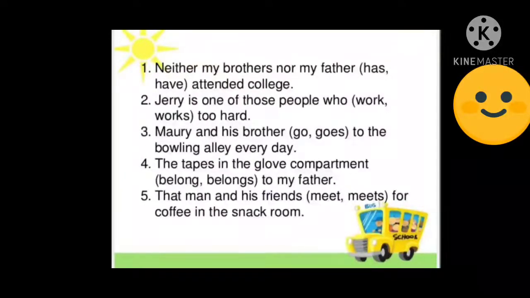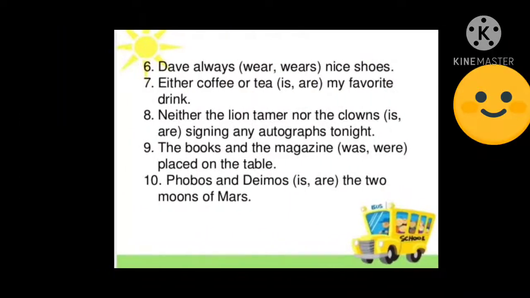To my father. That man and his friends. That man is one subject, his friends another subject, both are connected by and. Then what does the rule say? Plural verb. That man and his friends meet for coffee in the snack room. Next, Dave always dash nice shoes. Dave is the name of a particular person, so singular. Subject is singular, verb also must be singular. Wear or wears? Wears, because subject is singular.